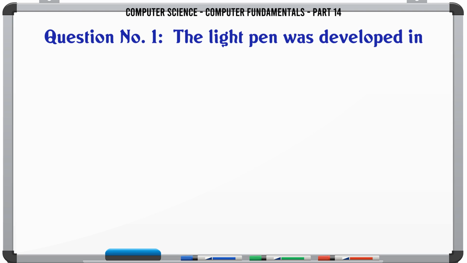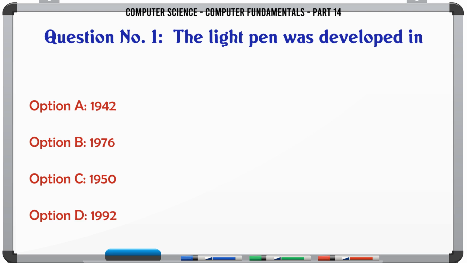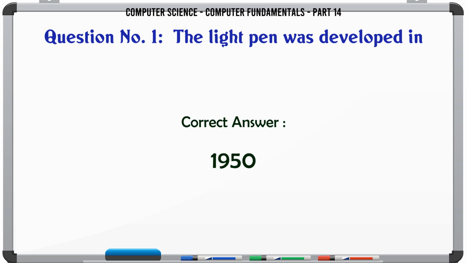The light pen was developed in A. 1942, B. 1976, C. 1950, D. 1992. The correct answer is 1950.